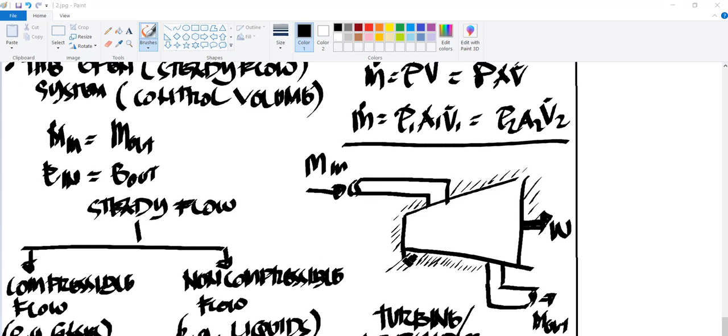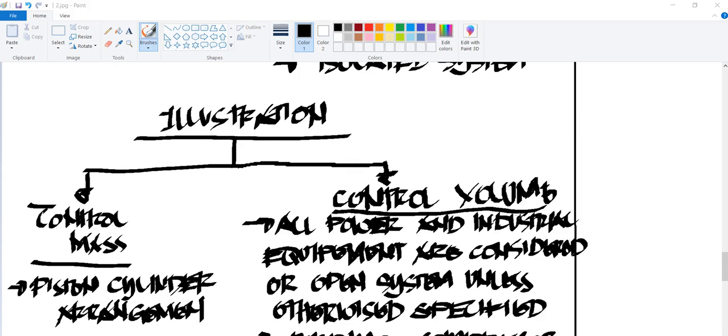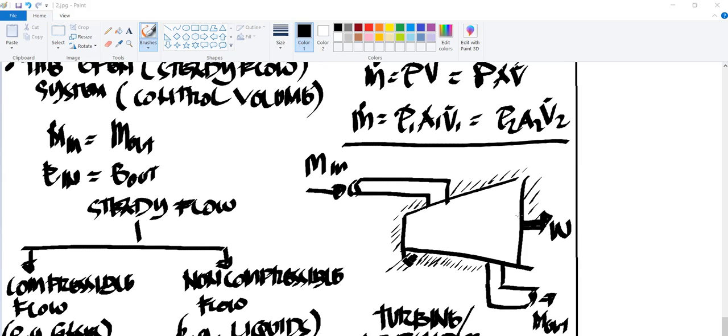So we have here a turbine, or it can be expressed as a turbine or an expander. So we have your mass in, as a sample illustration, then the control volume, mass in, and you have your mass out. Okay, so this is a sample of a control volume.